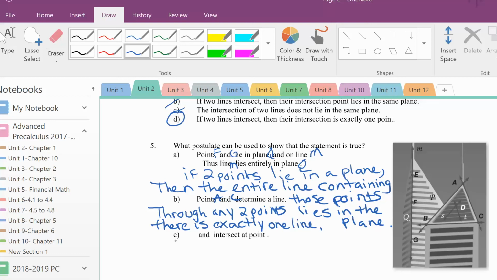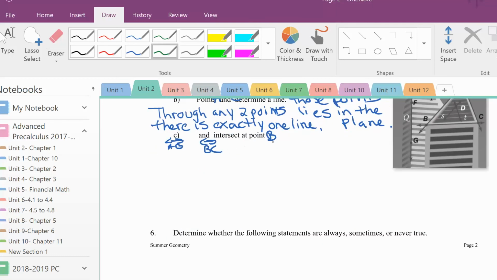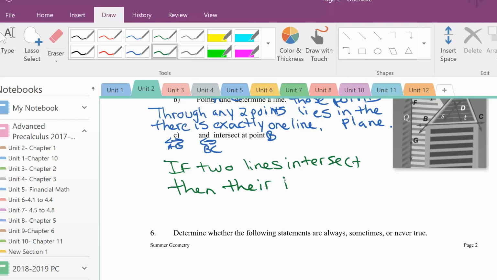And then the next one, line AB and line BC intersect at a point, at point B. So basically what it's saying is that you have 2 lines and they intersect at a point. Well, the postulate that says if 2 lines intersect, then their intersection is a point.